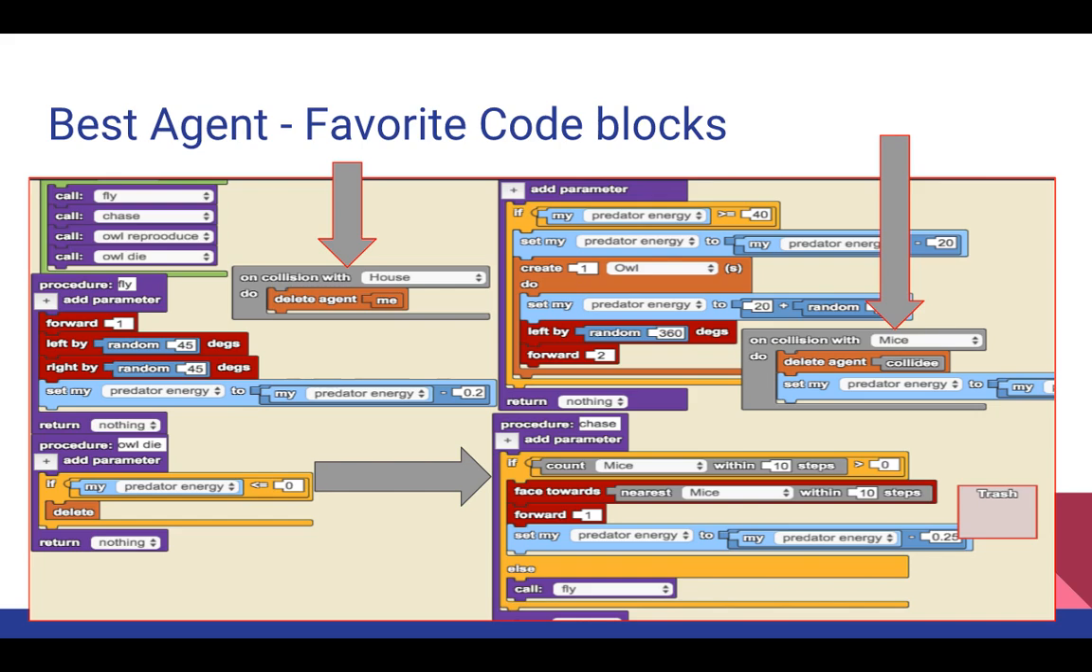My favorite agent that I built is the owl, and the owl has a lot going on, which is why I really like this agent. It, of course, flies, but the unique part about the owl is, if you look down here, I made a procedure to chase the mice. So it will actually follow the nearest mouse within 10 steps. My mouse on turn is going away from the owl, if you look at the mouse's code. And on collision with a house, it will be deleted. Also, on collision with a mouse, it will increase its predator's energy.